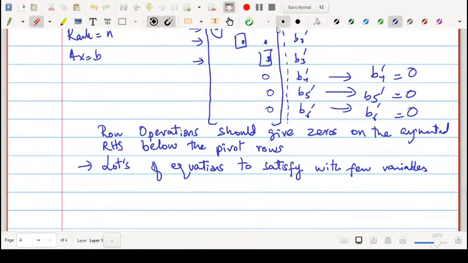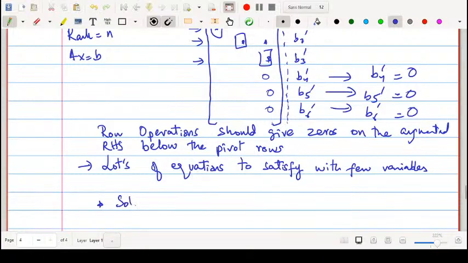Okay, so I think that's the best thing that we can say, is that there are lots of equations to satisfy, but there are only few variables, and you better hope that all of these rows are sort of depending on these rows, so that when you do row operations, all of them become 0. Otherwise, you just get an inconsistent solution and you can't solve them. So there's two possibilities, right?